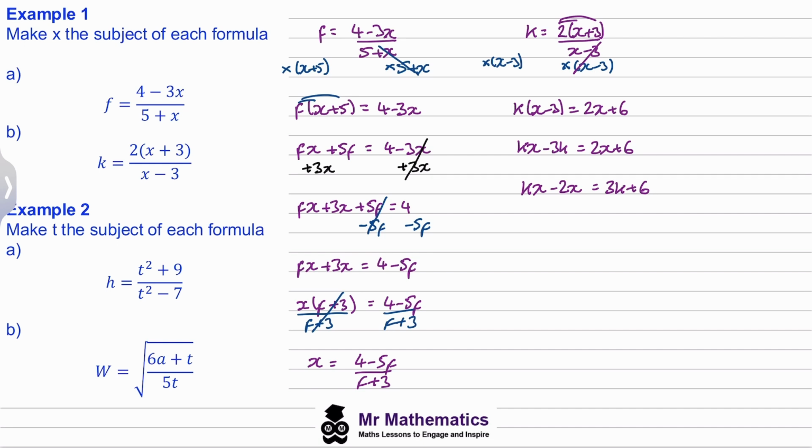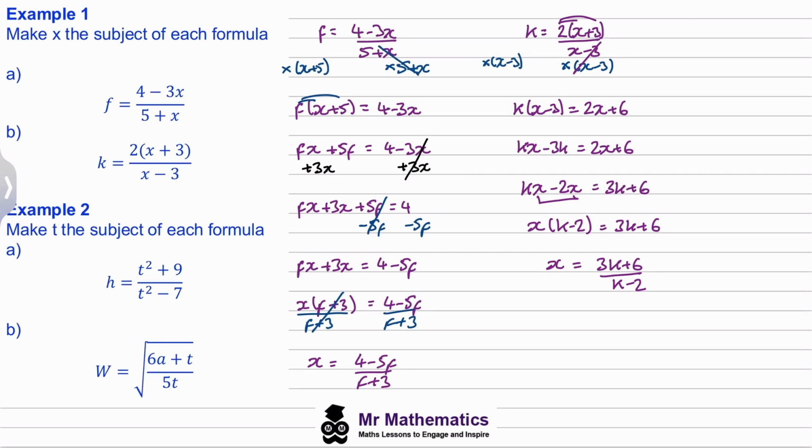And then how do you think we get these two x's into one x? We factor out the x. So we've got x lots of k minus 2 will equal 3k plus 6. And then we'll divide both sides by the k minus 2. So x will equal 3k plus 6 over k minus 2. How did you get on?